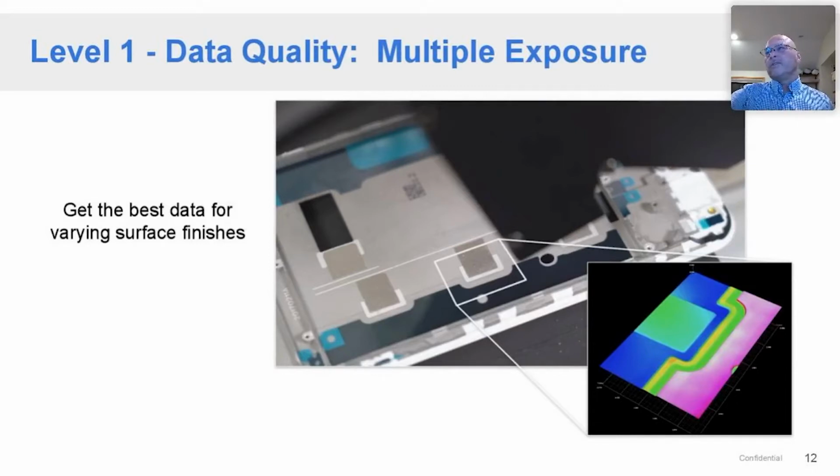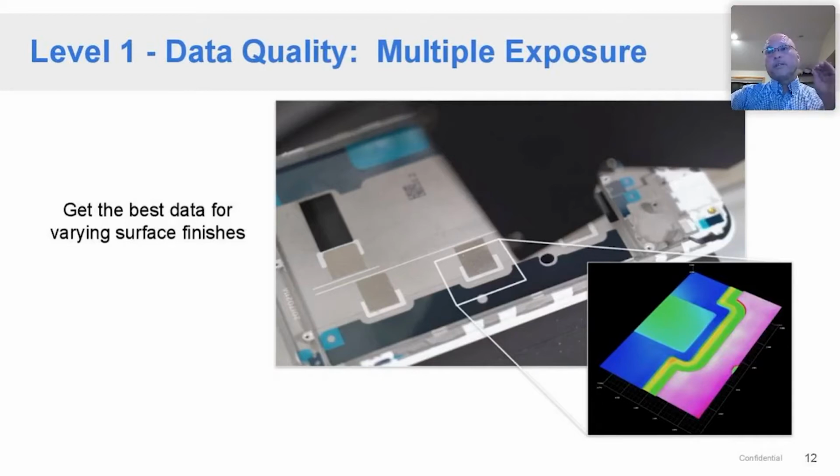And so here you can see the inside of a mobile phone, which has got a number of different surfaces, really white, really dark, and maybe shiny. And by using that multiple exposure mode, we can combine all of those different frames and different exposure rates into a very nice, clean surface for that data.